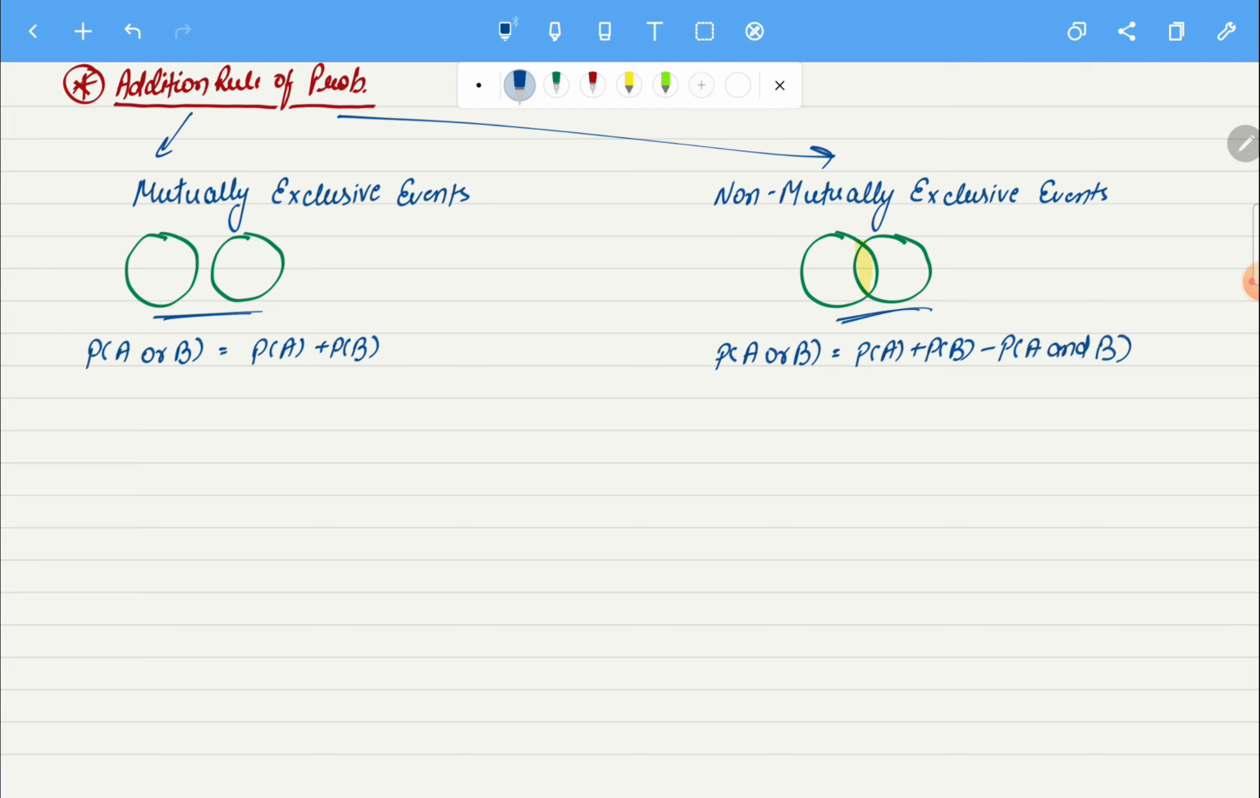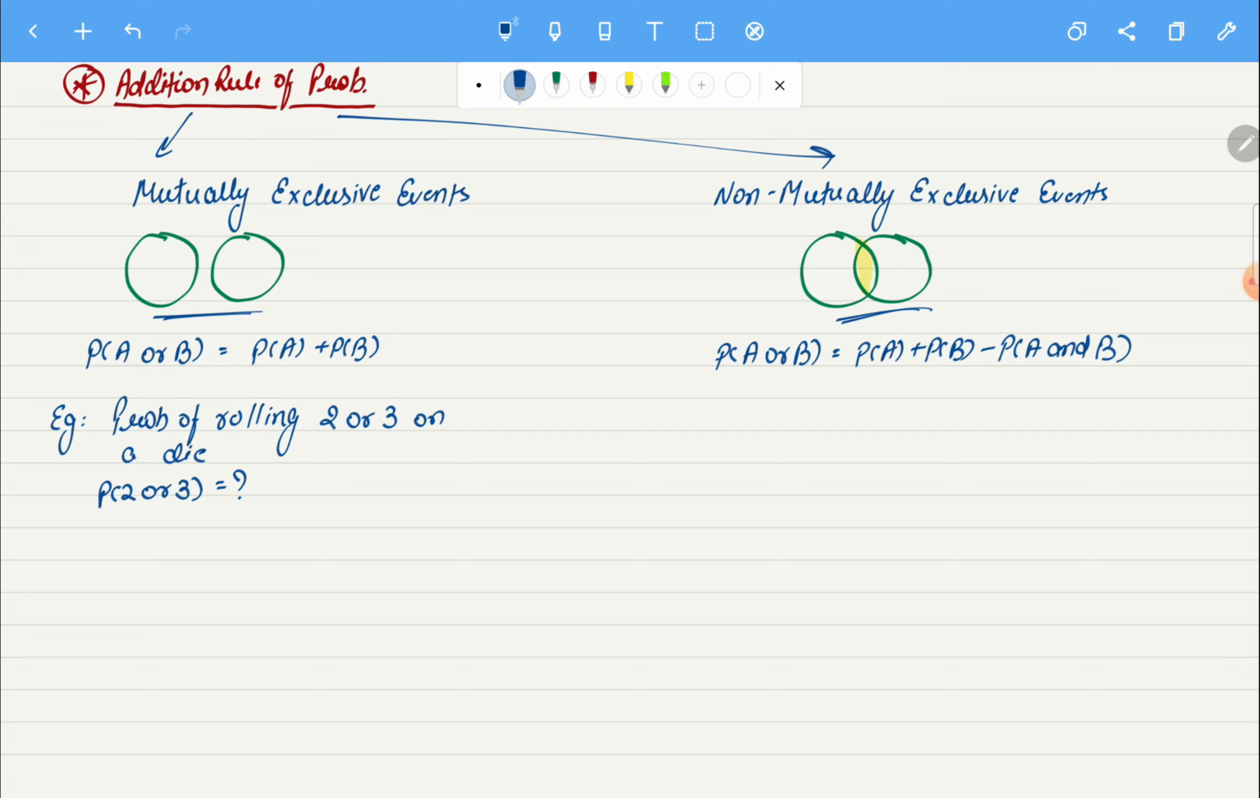Now first let's take an example of mutually exclusive events. So we want to find the probability of rolling 2 or 3 when a die is rolled. So you can see that only one single die is being rolled, and either 2 will occur or 3 will occur. They both can't occur at the same time. So because of that we will consider these as mutually exclusive events.